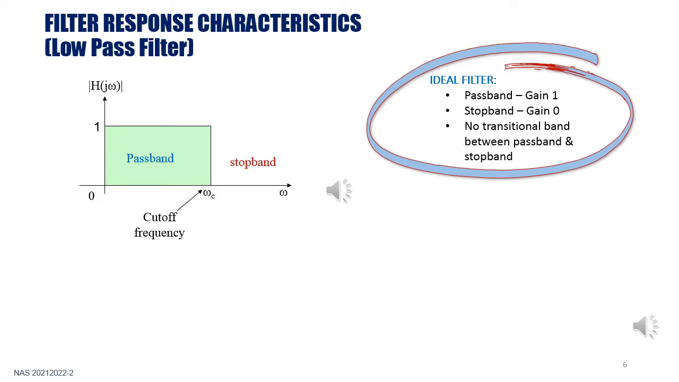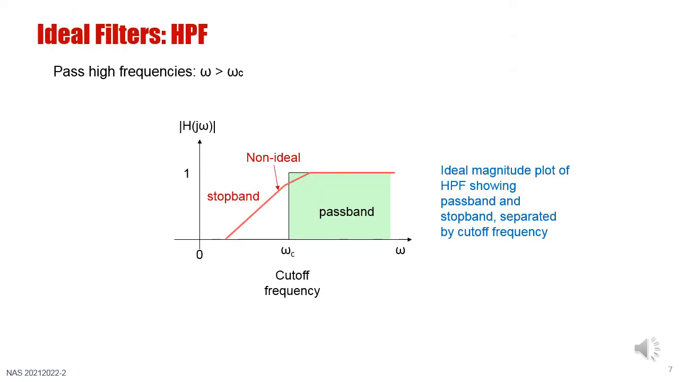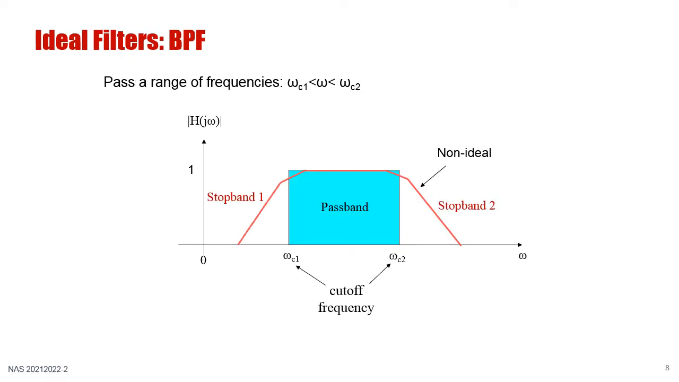On the other hand, in the practical case, the passband gain or its amplitude is not exactly 1, while the stopband gain is not equal to 0. There is no absolute stopband value in a practical filter. Meanwhile, a transitional band exists in between passband and stopband. Page 7 represents the filter response for high-pass filter, bandpass filter and bandstop filters. The green or blue area represents the ideal case passband frequency areas in ideal filters, while the green line represents the practical or non-ideal filter cases.